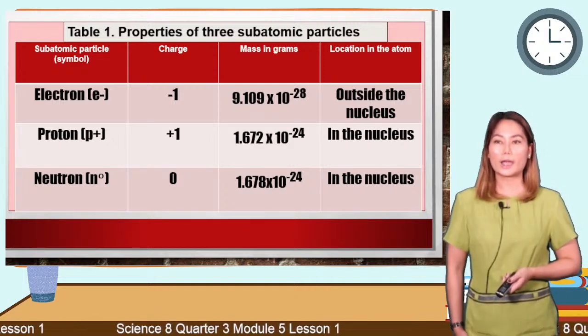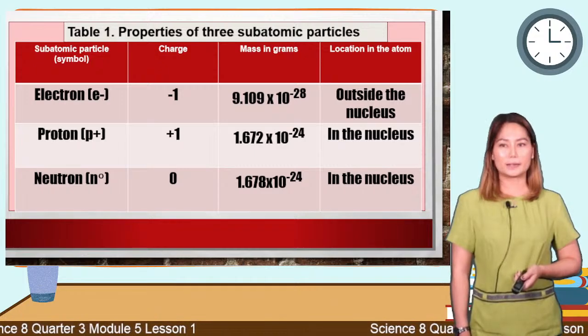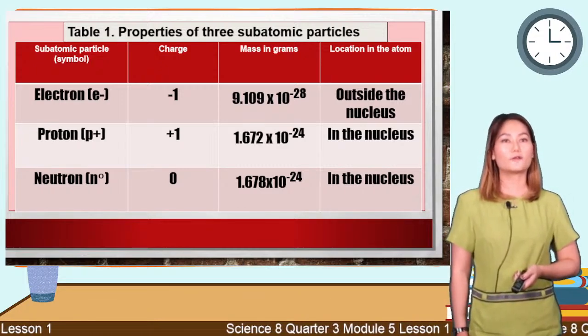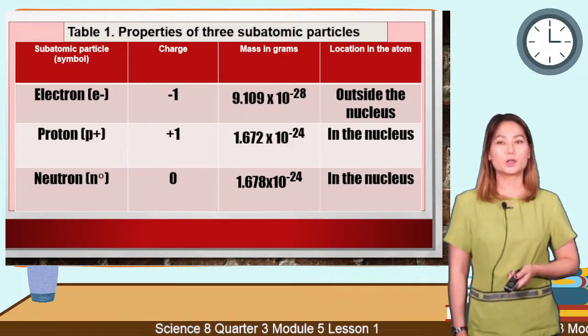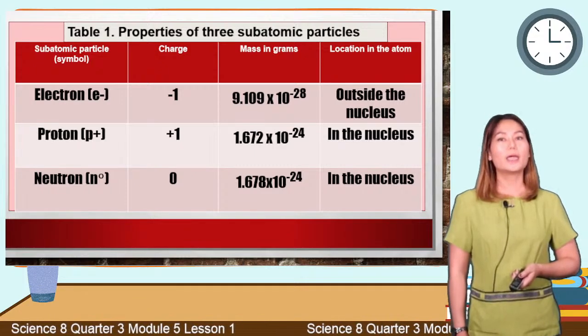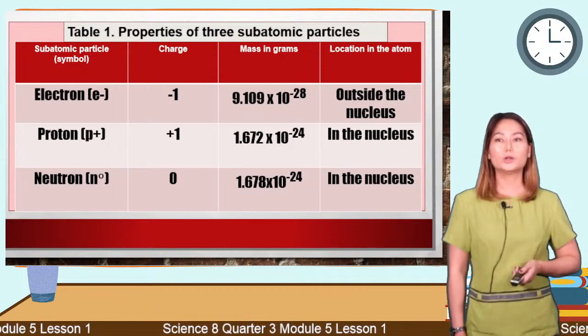Moving on, we have the proton. The symbol of the proton is p positive, and the charge is positive 1. The mass in grams of the proton is 1.672 by 10 raised to the negative 24. And the location in the atom is in the nucleus, or inside the nucleus.